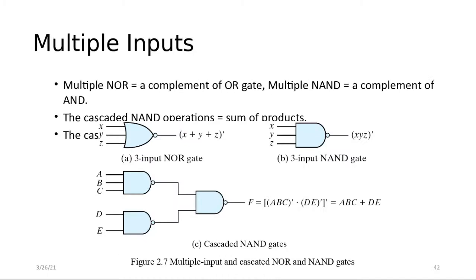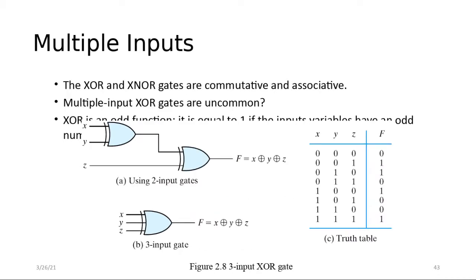So multiple NOR equals a complement for OR gates. Multiple NAND equals a complement of AND gate. The cascade NAND operation equals sum of product. This means you can use 3 inputs and you can get this expression. Also, the NAND gate is the same. You can get this expression. So there is a cascade example. You did this. You know already.